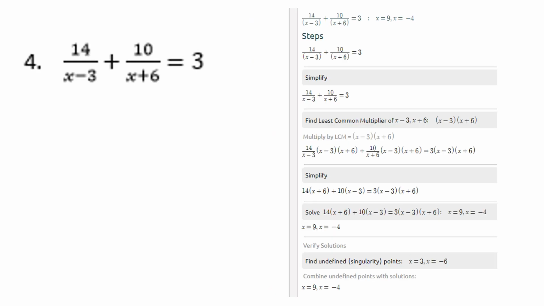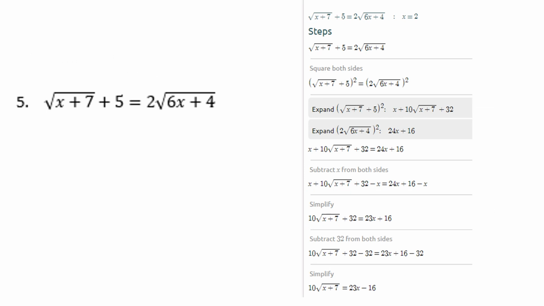Number 4 is solving rational equations. We have to reject x being 3 or x being minus 6 because those would produce zeros in the denominator. Otherwise, we multiply by the least common multiple and solve. Your two answers should be x is 9 and x is minus 4. 4 points for each correct answer, and give yourself 2 points if you got other answers but didn't get the right answer.